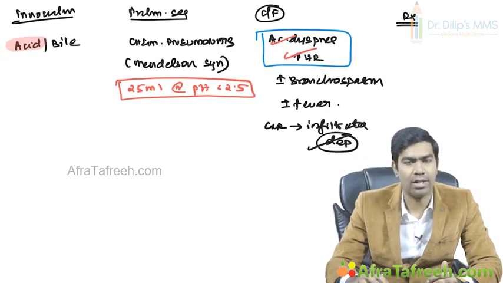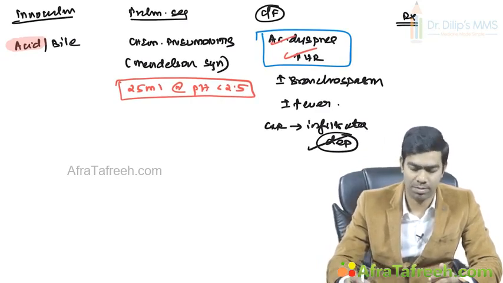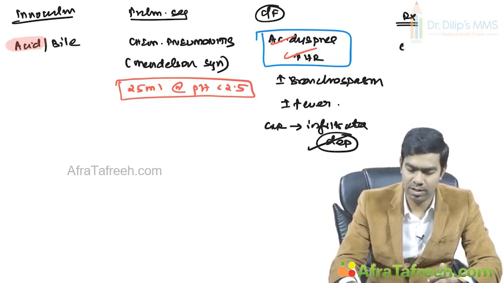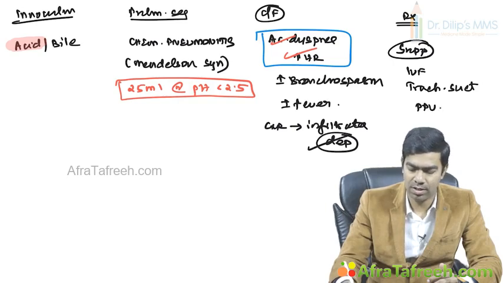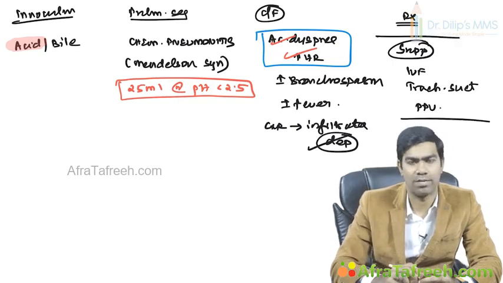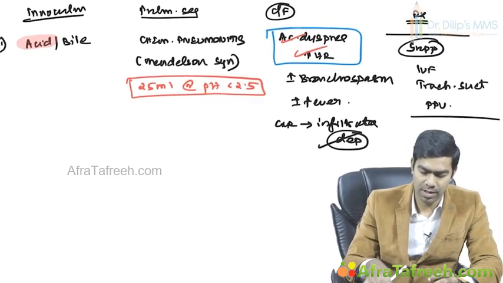So there you will see the infiltration. ABG obviously will show sudden desaturation and hypoxemia. And treatment wise, it's fully supportive treatment. We are going to treat with IV fluids, tracheal suctioning, and positive pressure ventilation. So these are the general treatment options that you have. Clear? So this is the chemical pneumonitis.